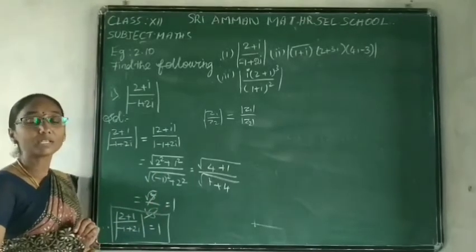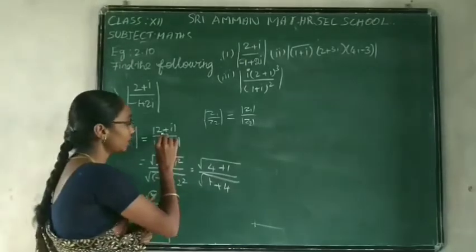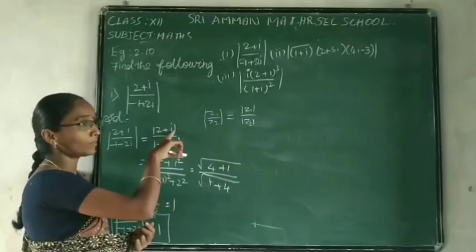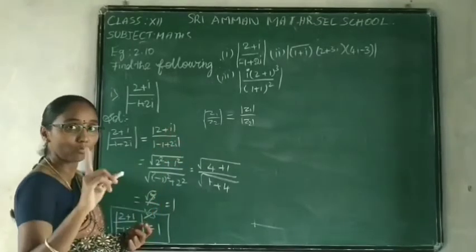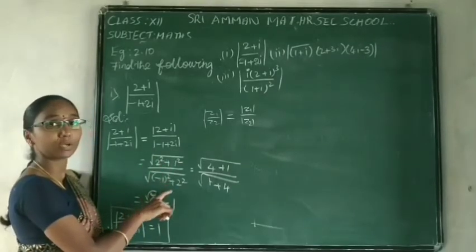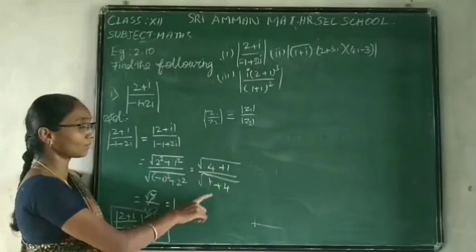The modulus of a complex number is the root of real part square plus imaginary part square. Real part is 2, here the imaginary part is 1, so consider the coefficient of i as 1. So root of 2 square plus 1 square, divided by root of (minus 1) whole square plus 2 square, equal to root of 4 plus 1 divided by root of 1 plus 4.